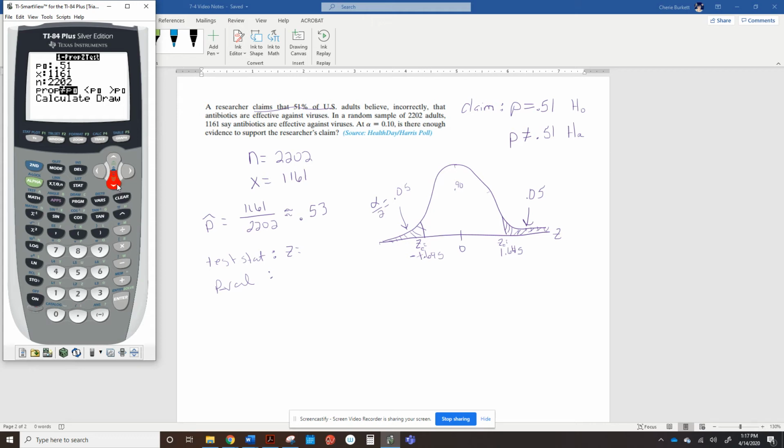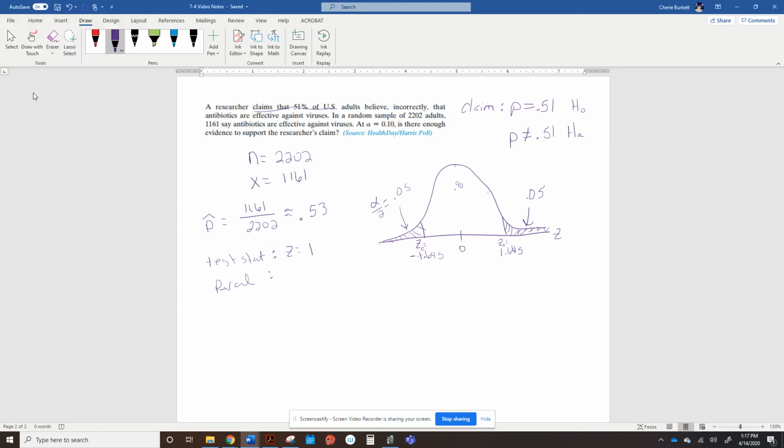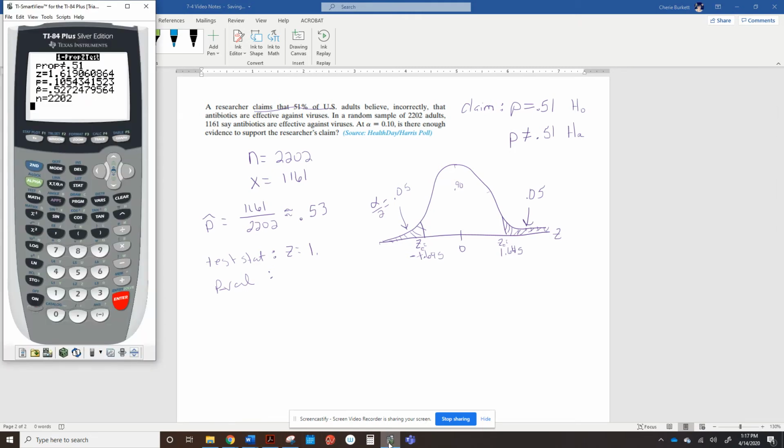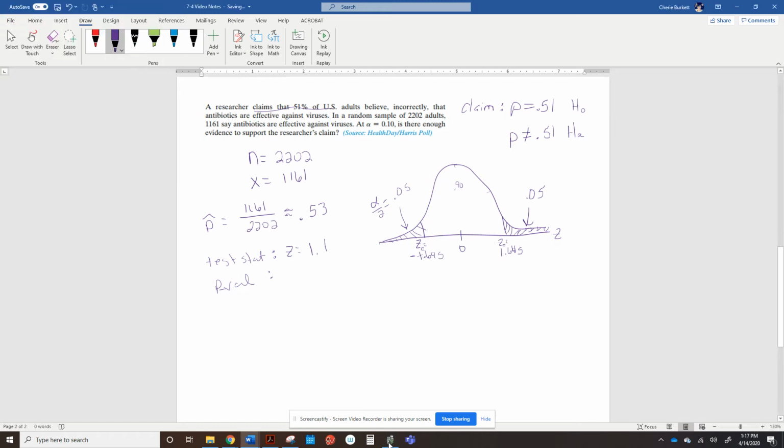And what was the alternative hypothesis? Not equal to. So we're going to save that one. And we're going to calculate. And our z-value, our test statistic, is 1.62.